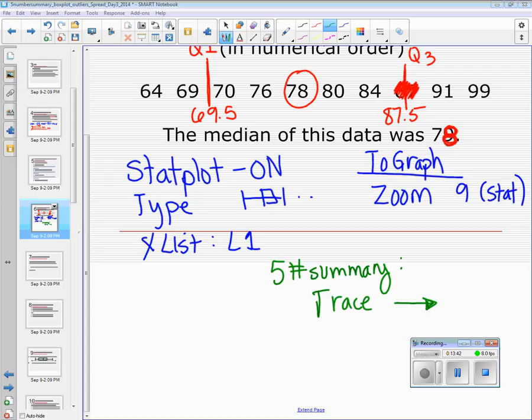You had both of them on. You had plot 1 and plot 2 on. Okay, good to go so far. Keep your calculators out because we're going to use those in just a second some more.